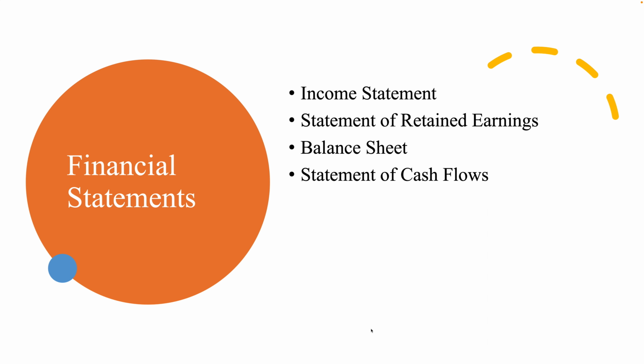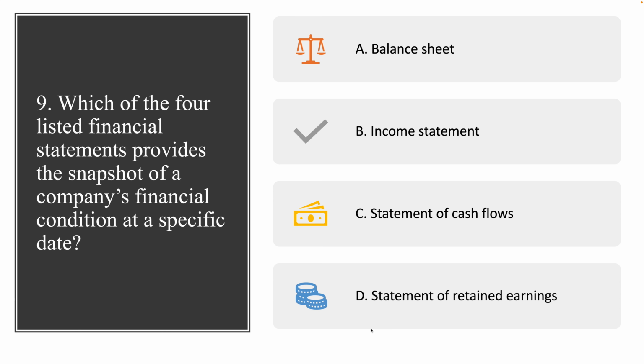Now we're going to the financial statements. We have the income statement, statement of retained earnings, balance sheet, and statement of cash flows. Question 9. Which of the four listed financial statements provides a snapshot of the company's financial condition at a specific date? Balance sheet, income statement, statement of cash flows, statement of retained earnings.